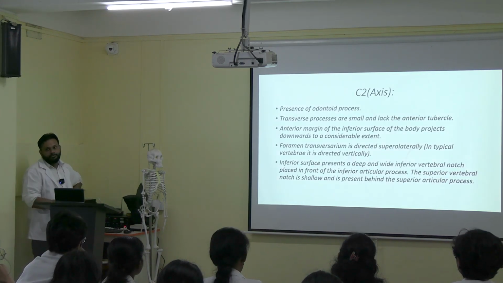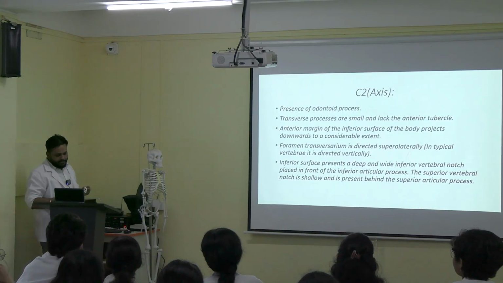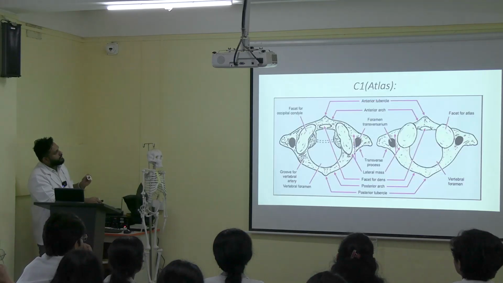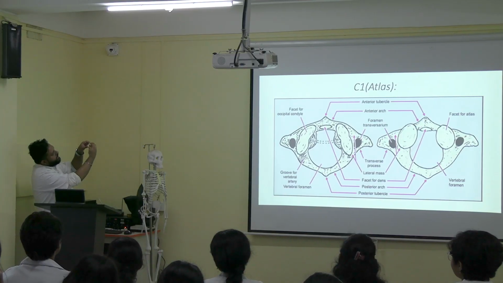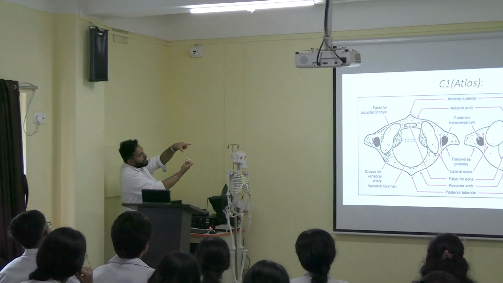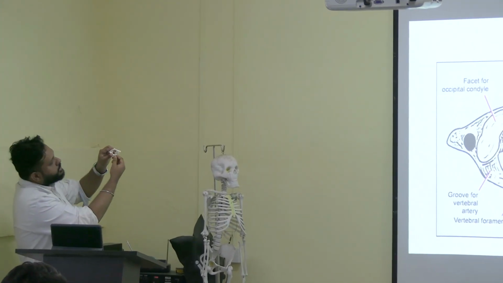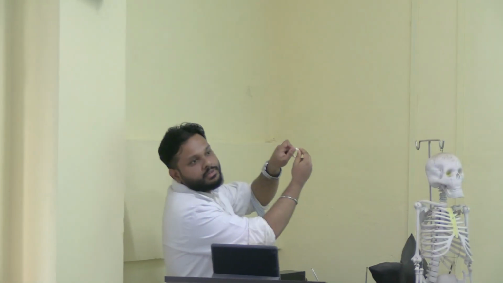Then comes C2. First, let me show you the parts of the atlas again. Correlate with the picture. This was the lateral mass, which fuses anteriorly. This one is the anterior tubercle. This one is the posterior tubercle. This one is the superior articular facet, which forms which joint? The atlanto-occipital joint. This one is the inferior articular facet. Which joint does it form?